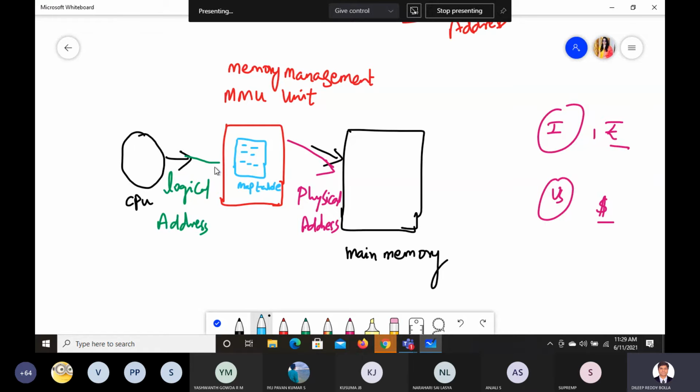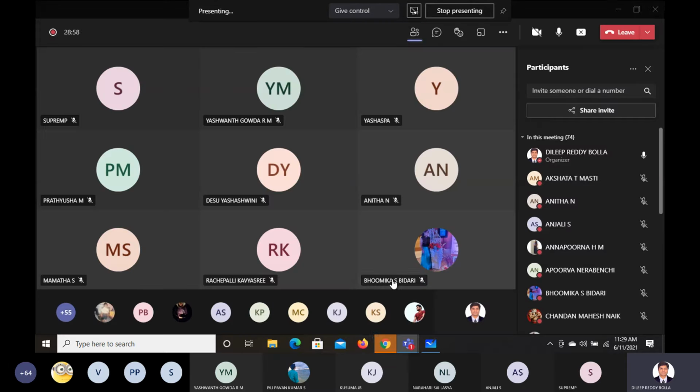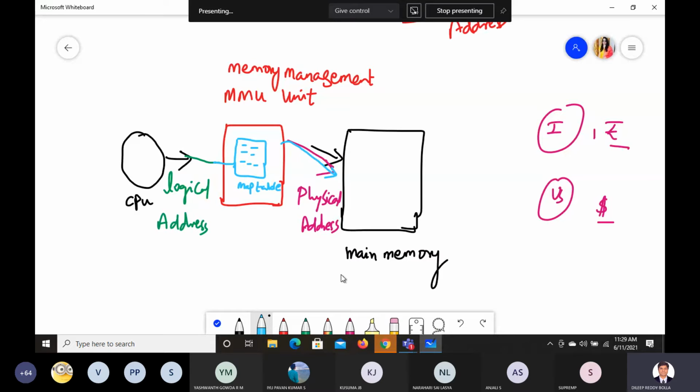So this map table will take the logical address and, corresponding to the logical address, it will send it to the physical address. This way the memory will map. So you need to understand effectively the logical and physical address. You got an idea what these two are? Logical address and physical address.